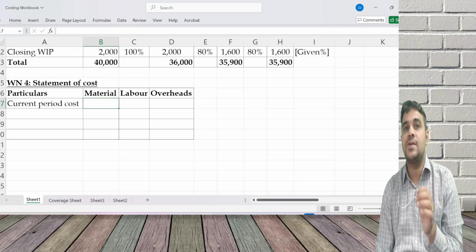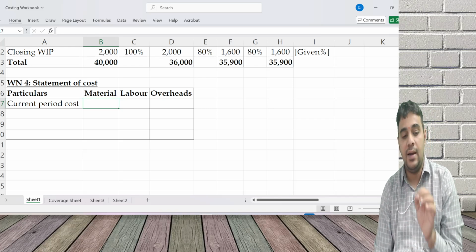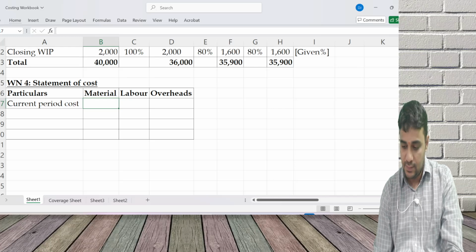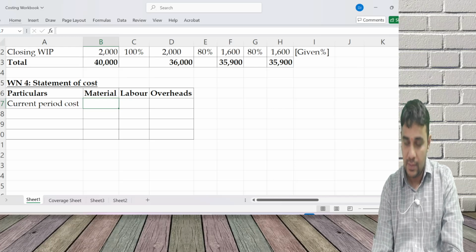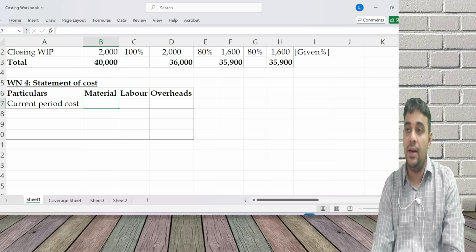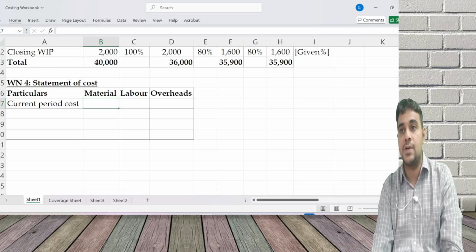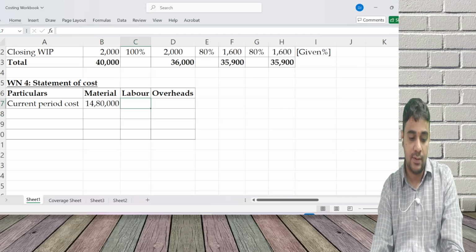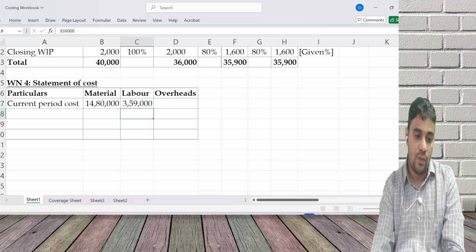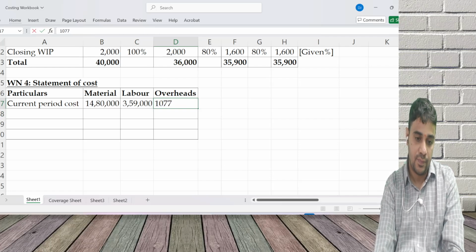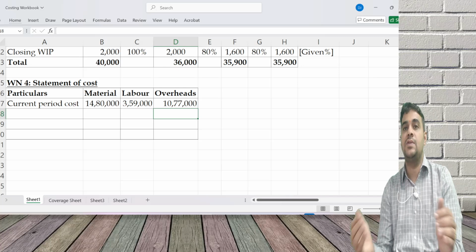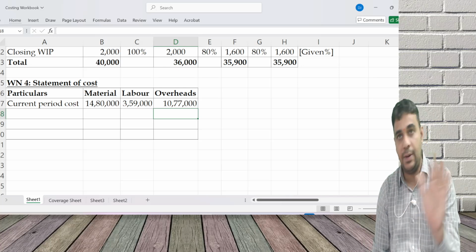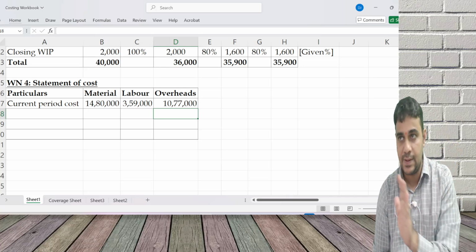Look at the process account debit side and tell me the cost. Material cost is how much in your process account? 14 lakh. Then labor cost, overhead cost. Earlier we were clubbing all three together. Now separately material, separately labor, separately overhead.